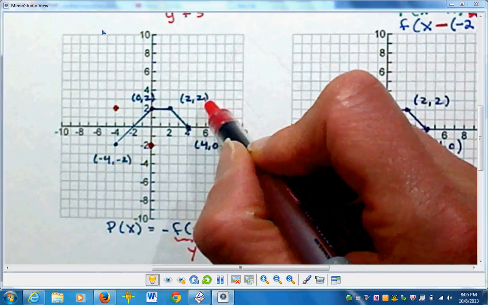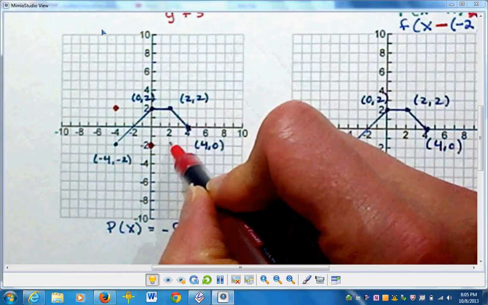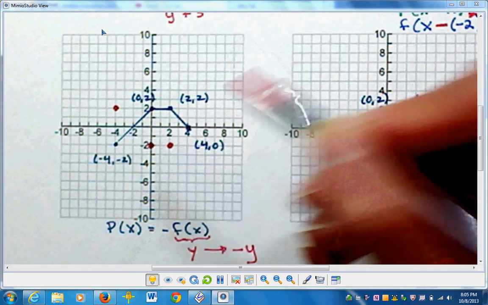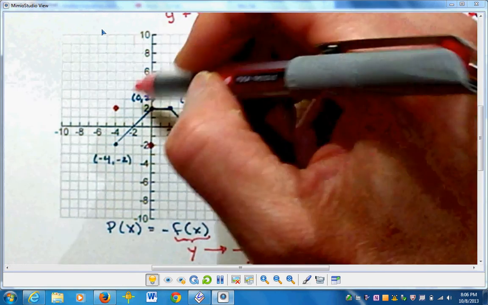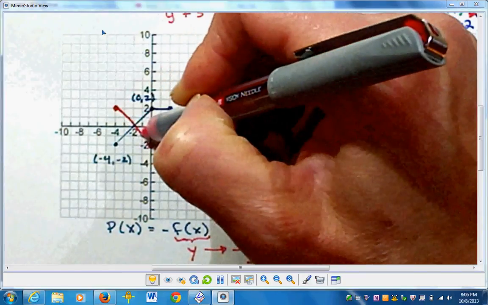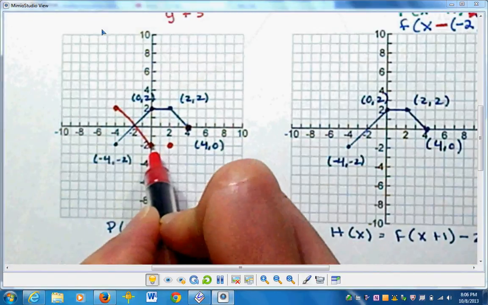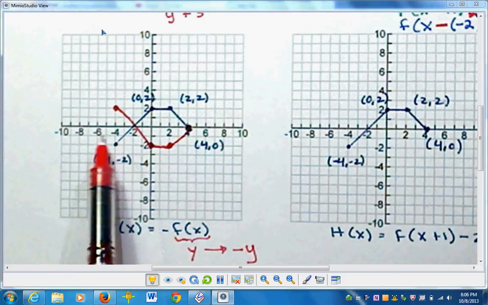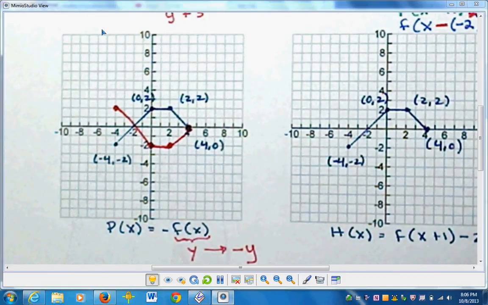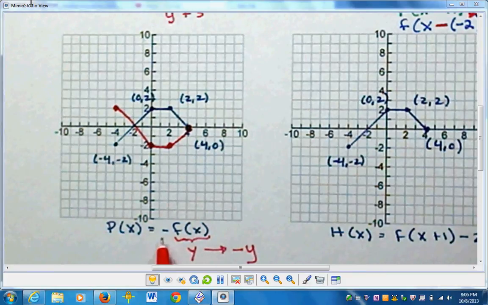Here my y is 2. Again, if I make it negative, I'm down here at negative 2. Here my y is 0, so it's just going to stay where it is. So if you can see, that function has reflected or flipped over my x-axis, and that's what happens when we have that negative in front of the function.